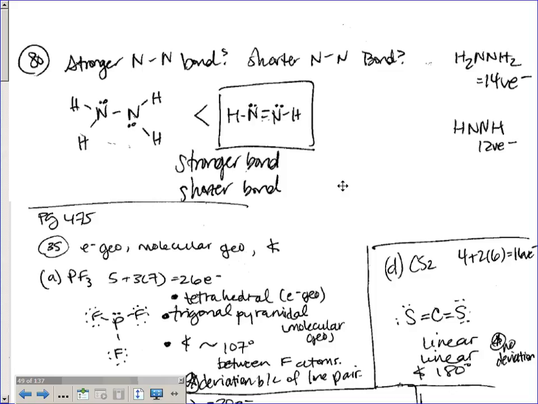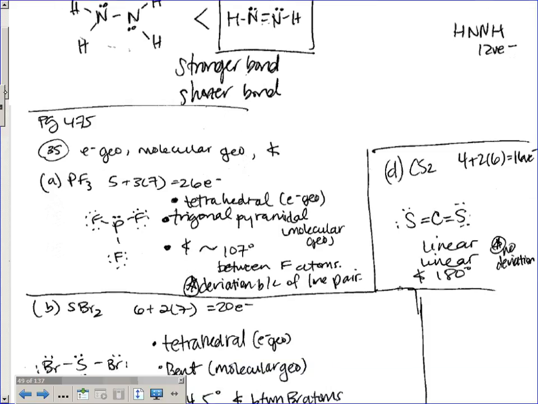Double bonds are certainly shorter and stronger. So N2H2 should have a shorter and stronger nitrogen to nitrogen bond. Questions there? And I'm an adult, but I'm still counting my electrons because I know that's how I have to check. Okay, so do that for yourself as well.